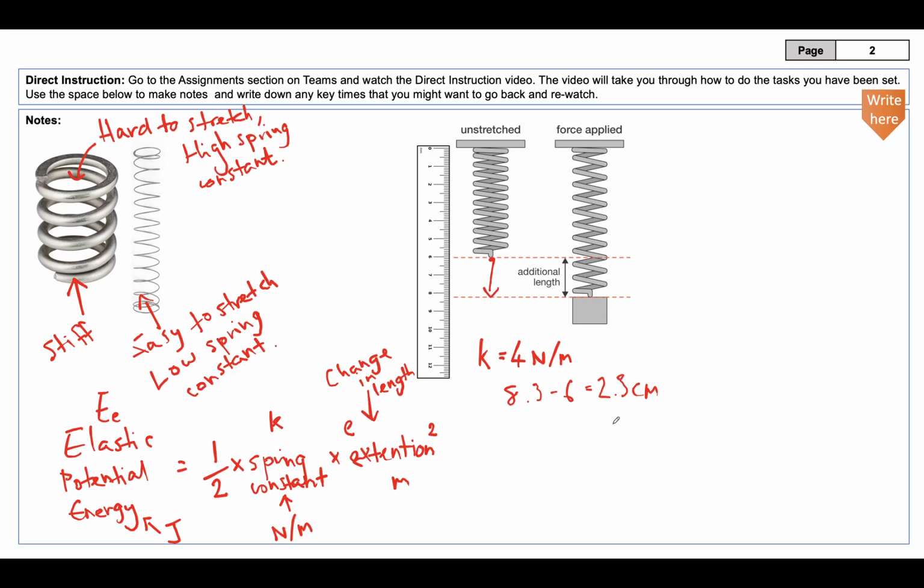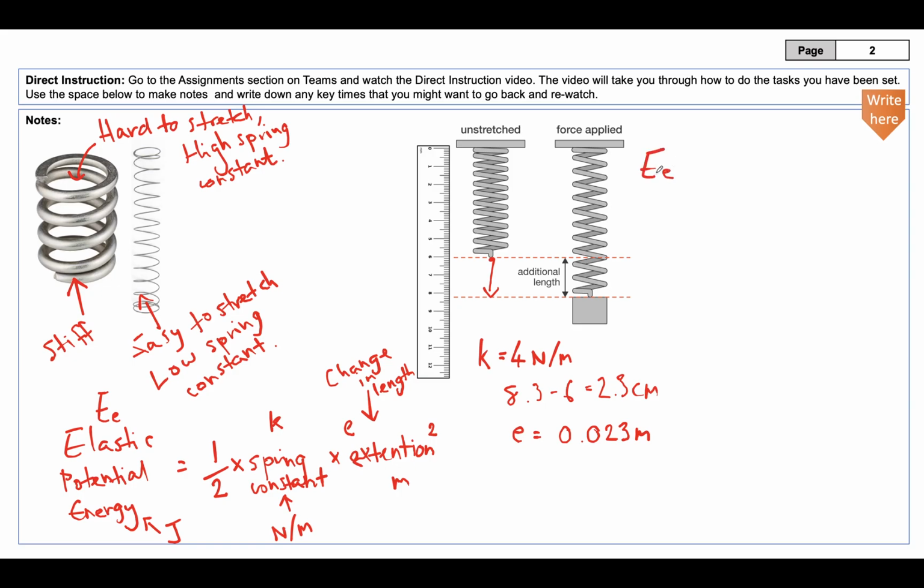2.3 centimetres. But just like we mentioned earlier, this centimetres is a problem. I need to divide this by 100 to get my distance in metres. So my extension is actually going to be 0.023 metres. So we'll do our calculation up here.